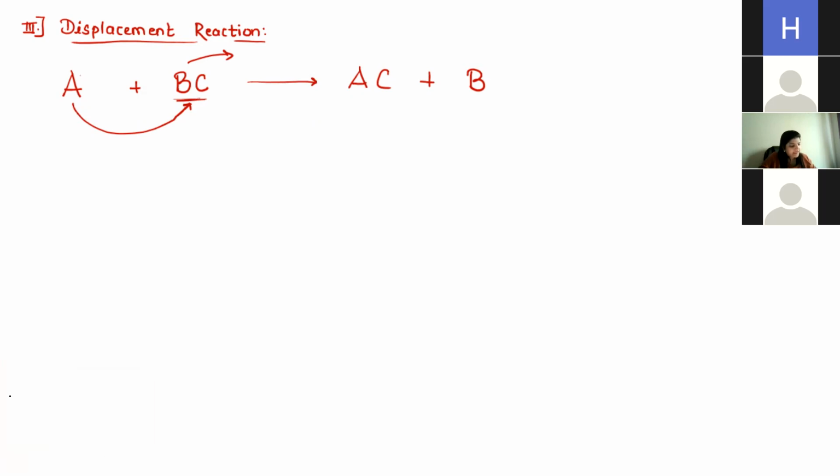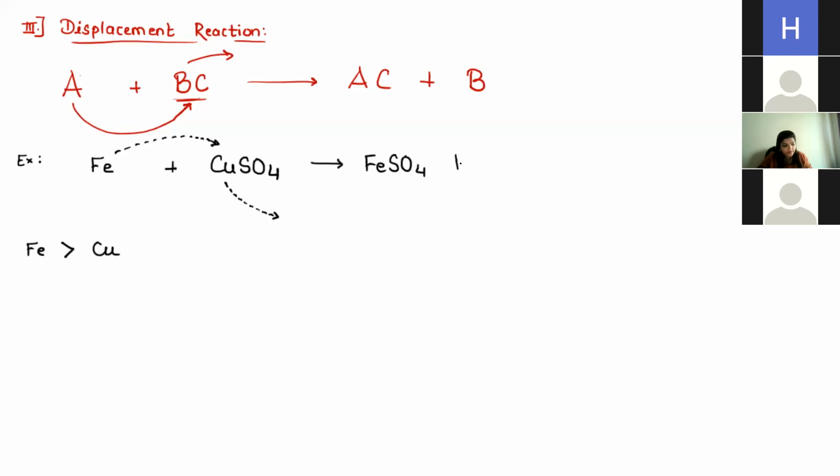So let's take an example. Let's say I have an iron nail, which is Fe, reacting with a compound which is copper sulphate, CuSO4. Now, Fe is more reactive than Cu. So what will happen? Fe will displace copper and copper will be set out. And you will get the products FeSO4 plus Cu.